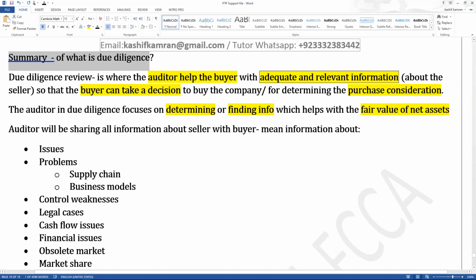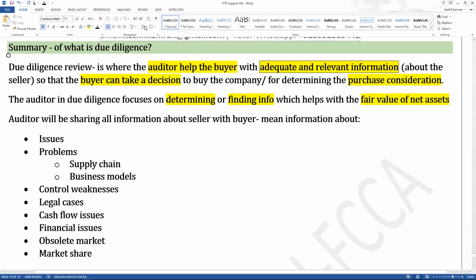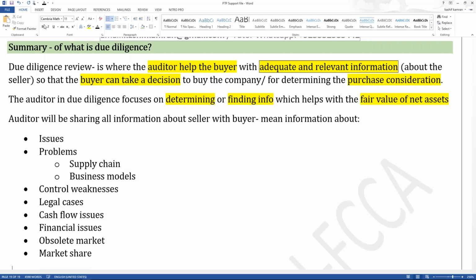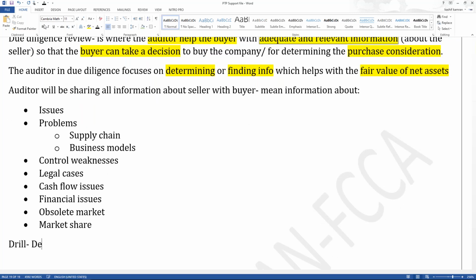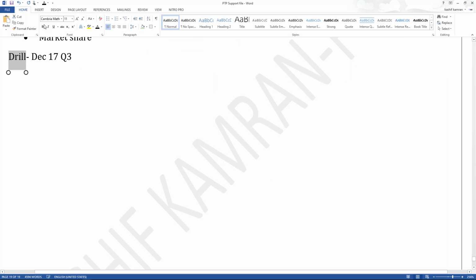Okay, now let's do a past paper. Let's exactly see how you can help the buyer in taking a decision to buy a company or not. So if you're clear with all this, everyone, let's do the drilling of the past paper. Okay, let's drill December 17, question number 3. That will help you understand it in a more effective manner. Okay, now down towards the drilling.